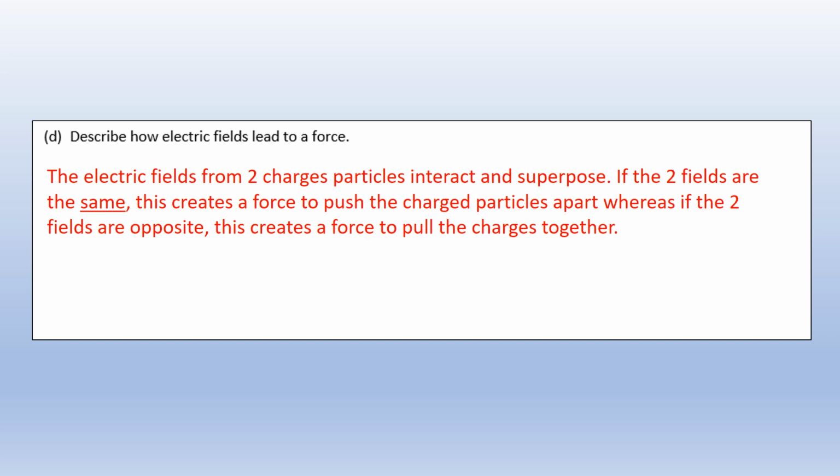When we get two fields interacting, and as I said, all electric fields are interacting, those two fields superpose on each other. If those two fields are the same type, so they're both from negative charges, that creates a force that pushes the charges apart. Whereas if the two fields are opposite, so one's positive, one's negative, when they superpose, that creates a force to pull the charges together. This is why the two objects experience equal and opposite forces, because you need two fields to interact to get a force. That's how all forces are induced. You need two fields interacting.